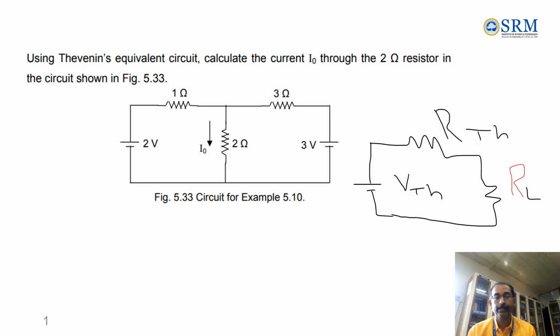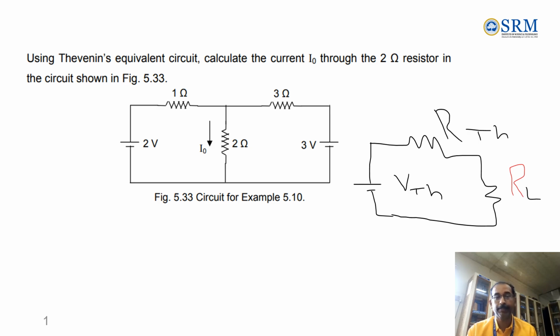This class, let us discuss Thevenin's theorem. In the given circuit, we have to calculate the current I0 through the 2 ohm resistor. It is given very clearly that the current flowing through the 2 ohm resistance is I0. On the right side, I have drawn the equivalent circuit of Thevenin's theorem.